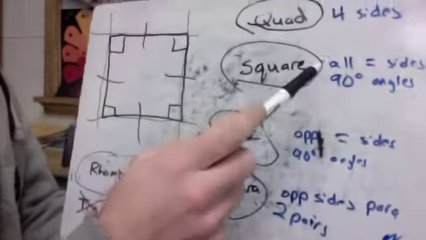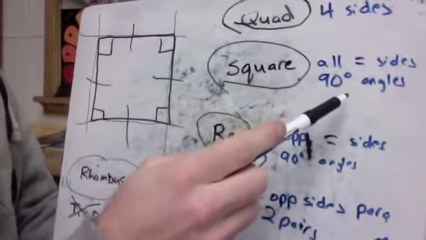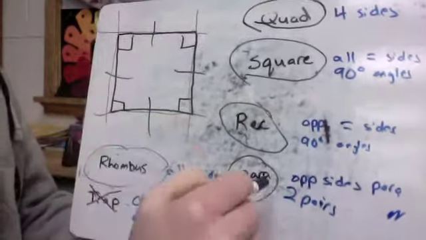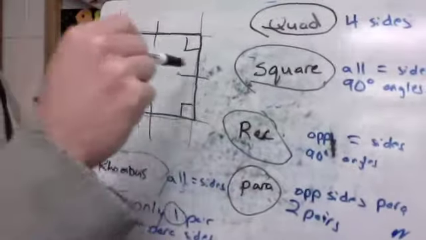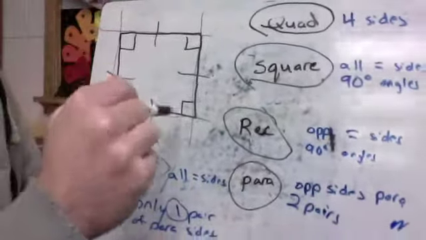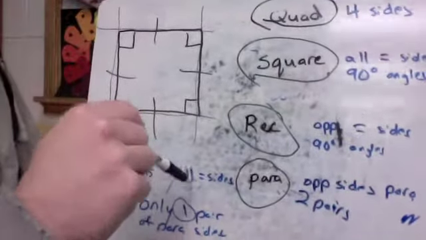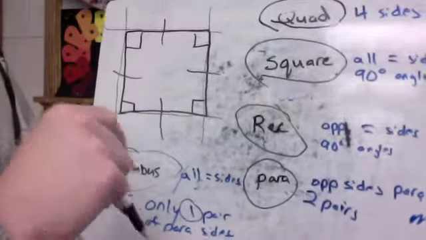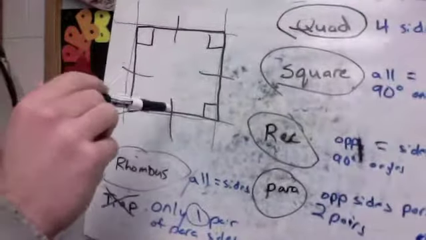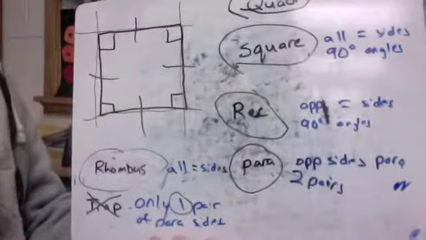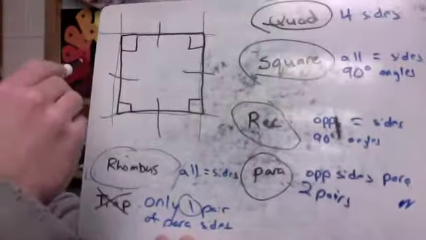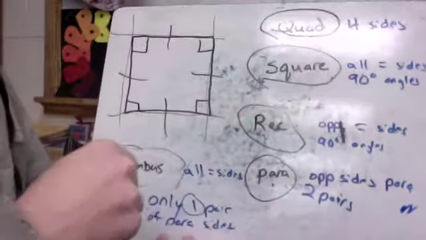It is a square because it's got all sides equal and it's got 90-degree angles. It is a rectangle because opposite sides are equal and we've got all 90-degree angles. It is a parallelogram because opposite sides are parallel, 2 pairs of parallel sides. It is a rhombus because all sides are equal. And then it is not a trapezoid. It's not a trapezoid because we've got more than 1 pair of parallel sides. Parallel, parallel. We've got 2 pairs of parallel sides, so it's a parallelogram rather than a trapezoid.